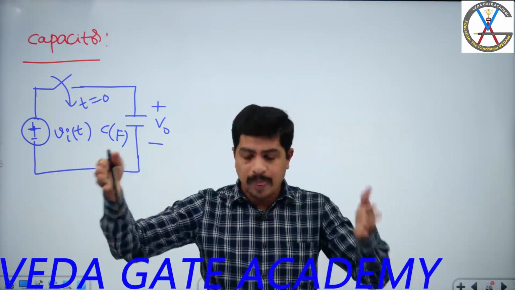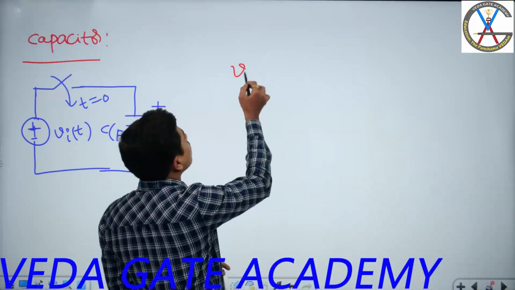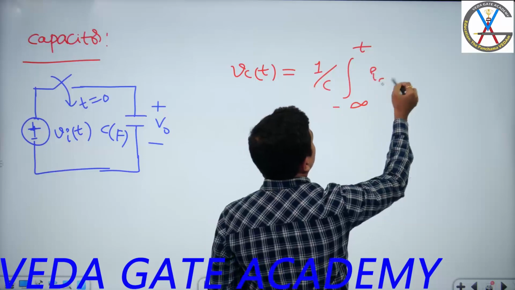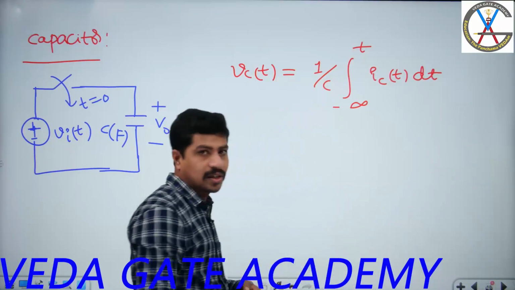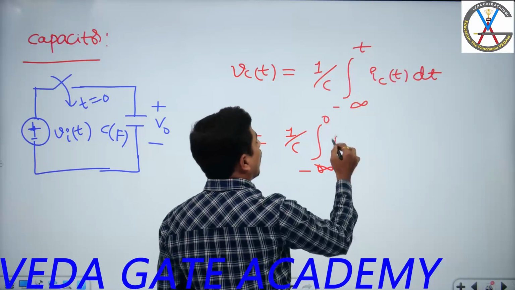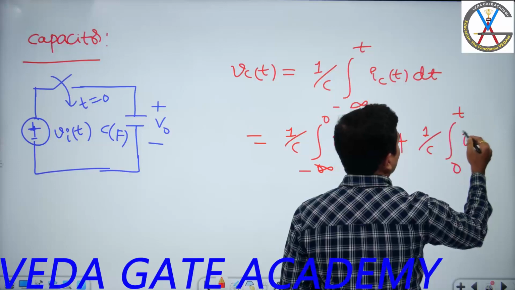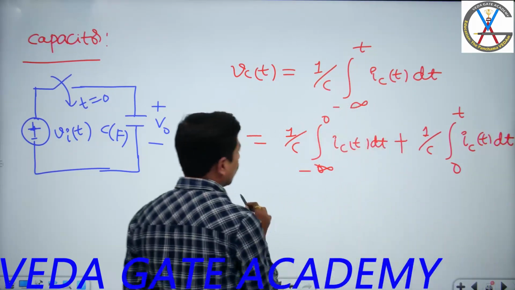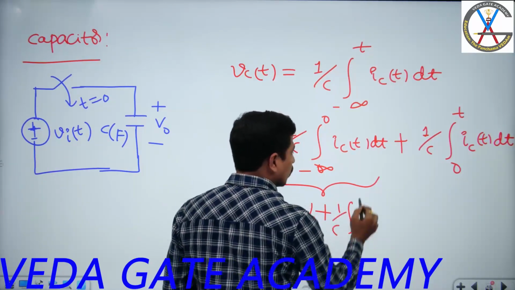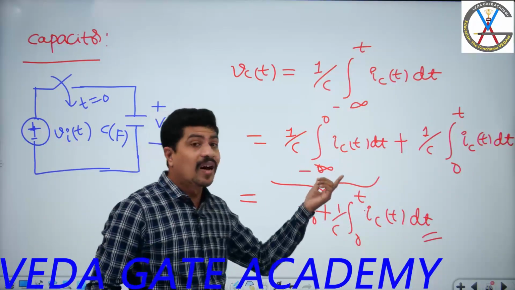Present voltage is equal to previous voltage plus the voltage obtained due to the new source. Simply Vc of t is equal to 1 by C integral minus infinity to t of Ic of t dt. V equal to 1 by C integral I dt. If I split it, 1 by C integral minus infinity to 0 of Ic of t dt plus 1 by C integral 0 to t of Ic of t dt. Now this is nothing but initial voltage V0 plus 1 by C integral 0 to t of Ic of t dt. This is the value that we have.